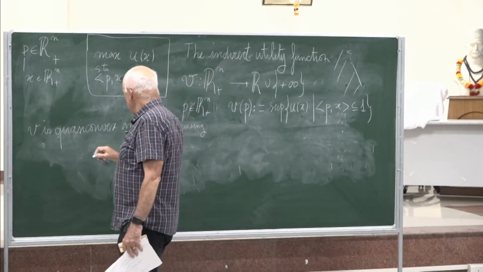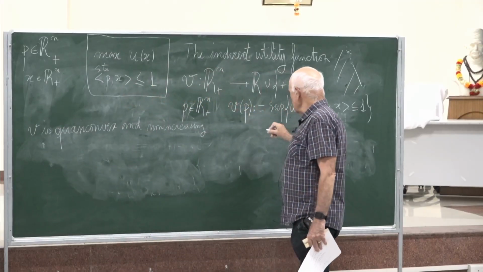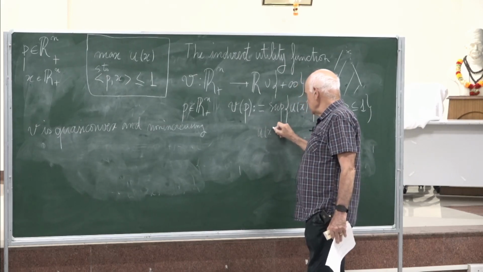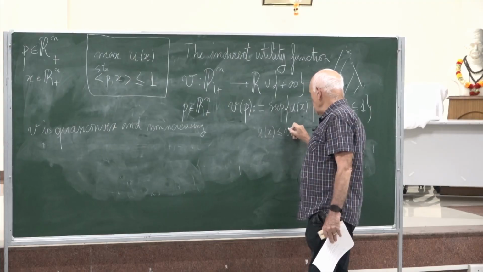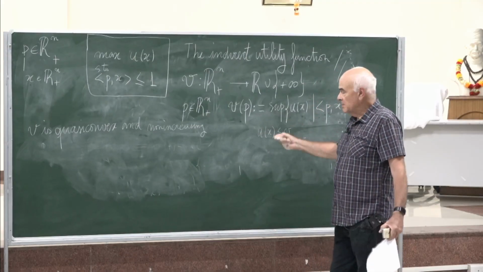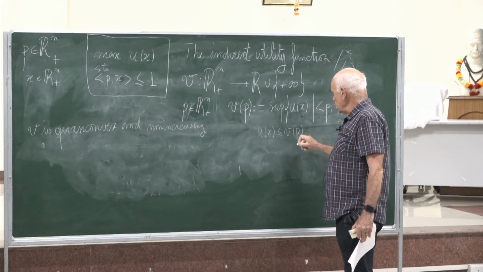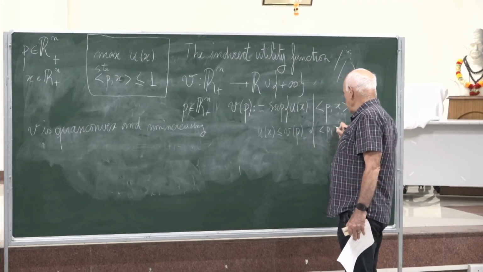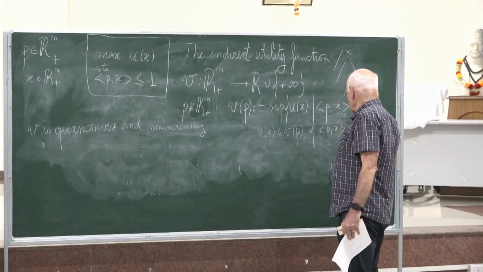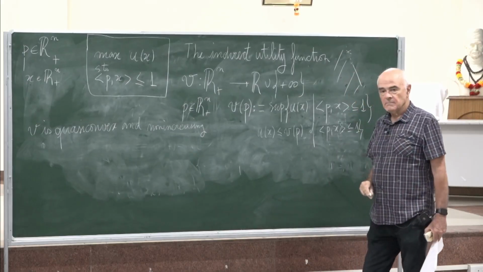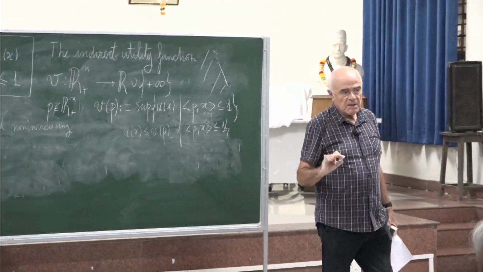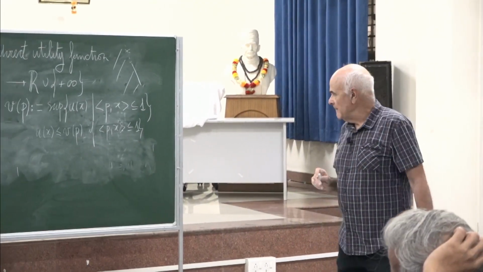But the most I can say about the hidden utility function is that, look, U of x is less than or equal to V of p whenever px is less than or equal to 1. Okay? Because V of p is the supremum. I cannot say maximum. I don't know if it is attained or not.